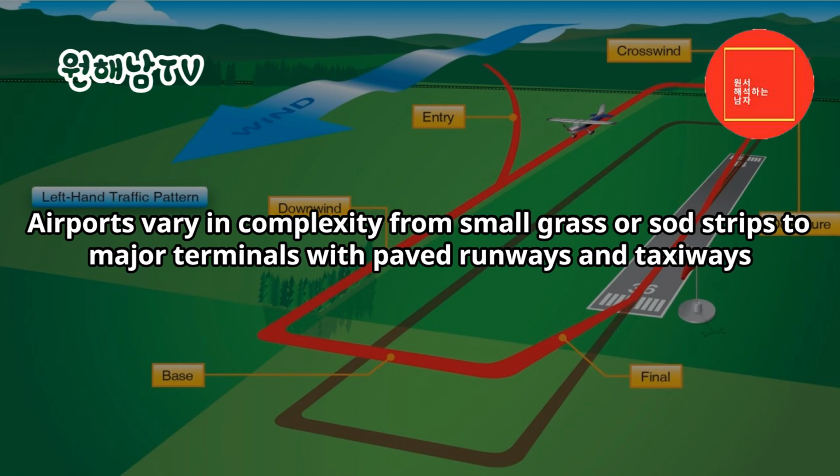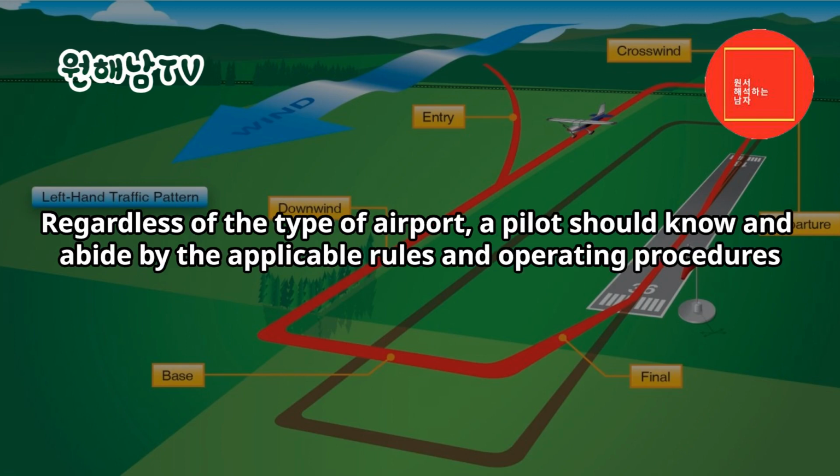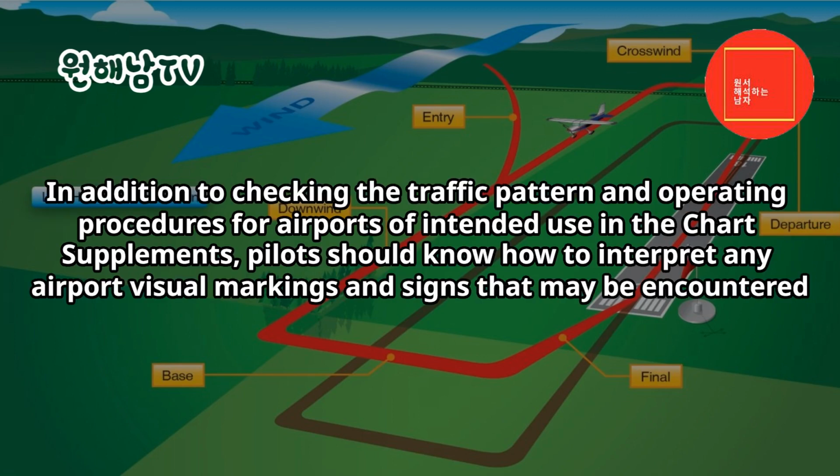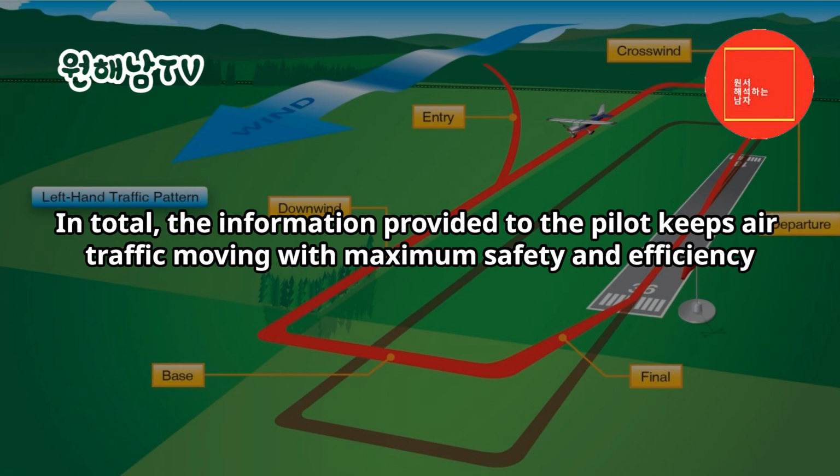Airports vary in complexity from small grass or sod strips to major terminals with paved runways and taxiways. Regardless of the type of airport, a pilot should know and abide by the applicable rules and operating procedures. In addition to checking the traffic pattern and operating procedures for airports of intended use in the chart supplements, pilots should know how to interpret any airport visual markings and signs that may be encountered. In total, the information provided to the pilot keeps air traffic moving with maximum safety and efficiency.